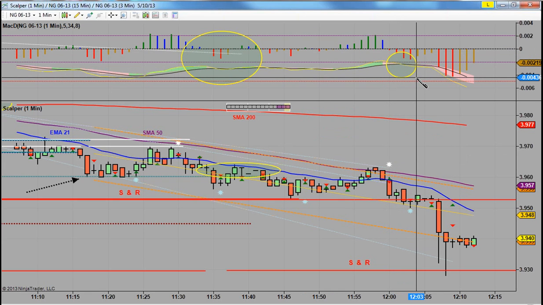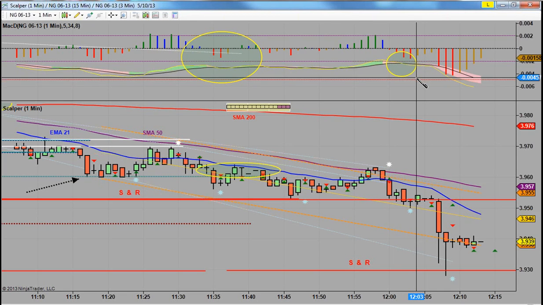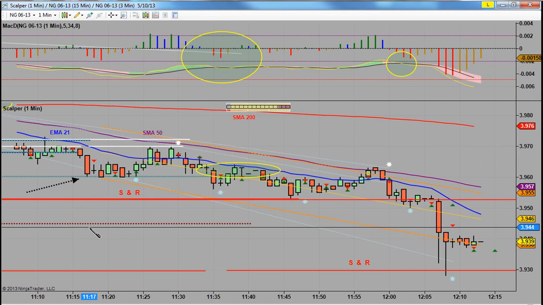Try not to lose sight of the trade in front of you. You have to let the market tell you what it's going to do, and then according to your trading plan, capitalize on those moves. So you saw I put fibs on.